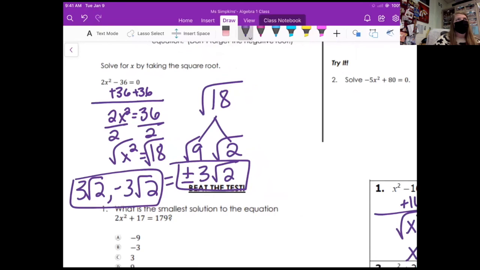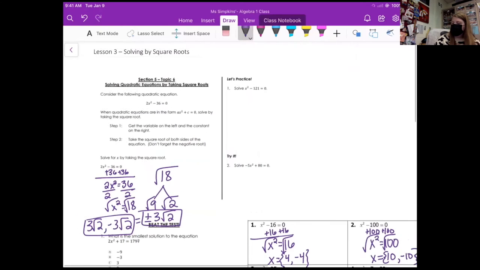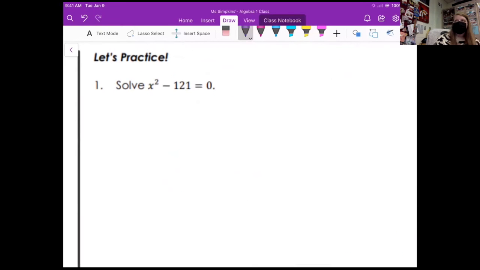Good so far? Okay, so let's try a few more that are perfect squares, and then we'll go back and practice a few that are not perfect.